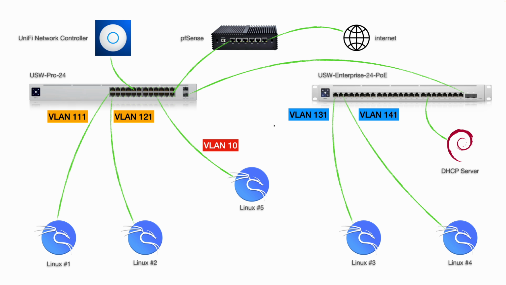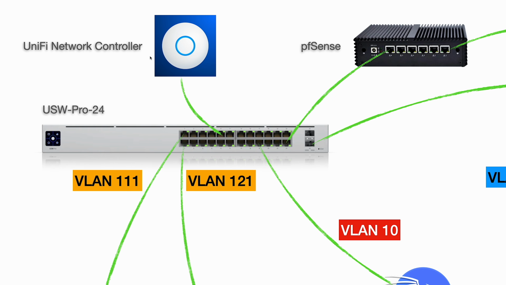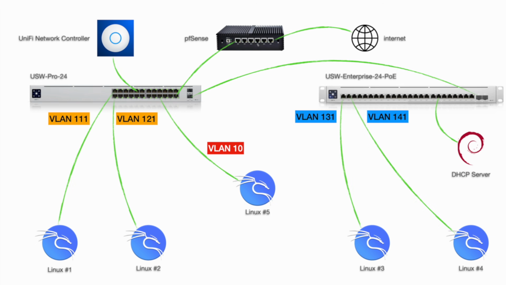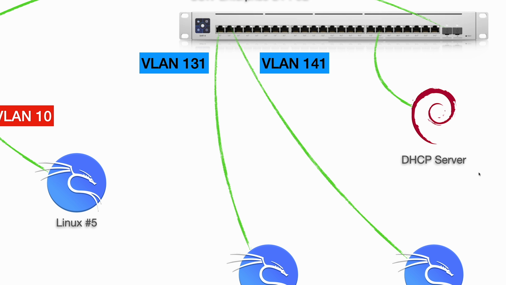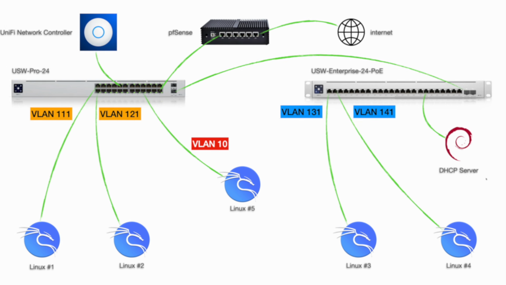And you can see 2 other machines in the diagram. One is to run the UniFi network controller. I need it because the router is pfSense instead of a UniFi router. And the other machine is a Linux to run DHCP server. I need it in the video for DHCP relay topic.